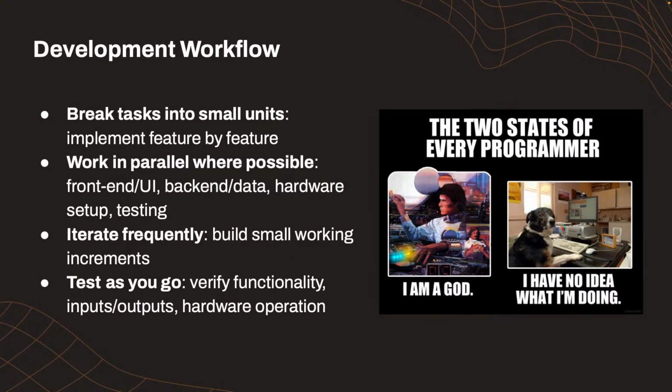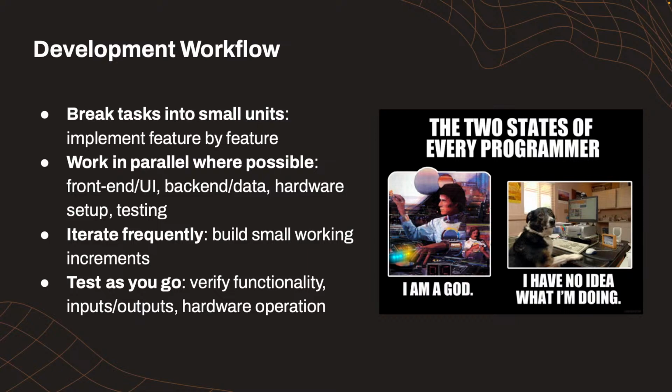So the general development workflow is, like I mentioned before, breaking tasks into small units. So implementing feature by feature, and then making a new pull request on GitHub, and then merging that to main, and then working in parallel when possible. So obviously if you're in a team, there'll be different components. So for example, for a website, you might have a front end or UI, and there's a back end with some data.